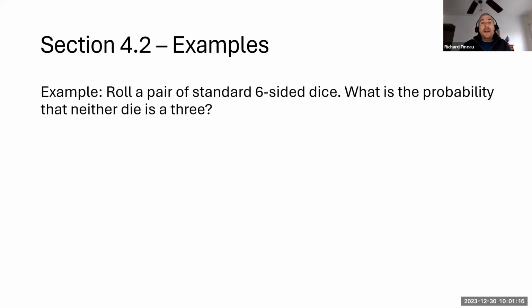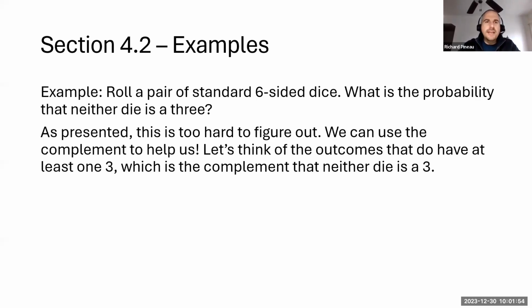Okay, let's roll a pair of standard six-sided dice. What we want to know is, what is the probability that neither die is a 3? Let's make sure we understand this. We roll the two dice, and we just look at the numbers. For example, 2, 4 would be one of the outcomes in that sample space: one die is a 2, the other is a 4. What we want are the cases where none of the dice are 3s. So 2, 4 would count towards this, but something like 3, 1 or 2, 3 would not count. That's something we don't want to put in the sample space.